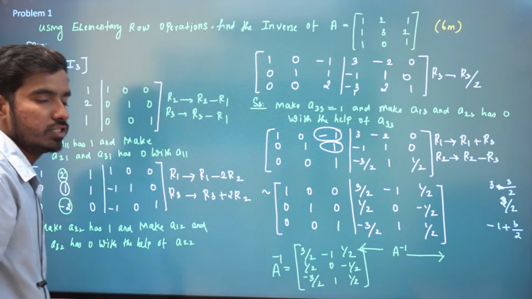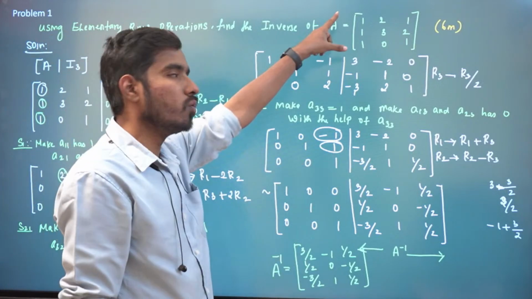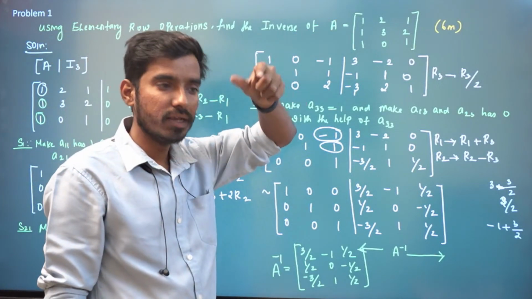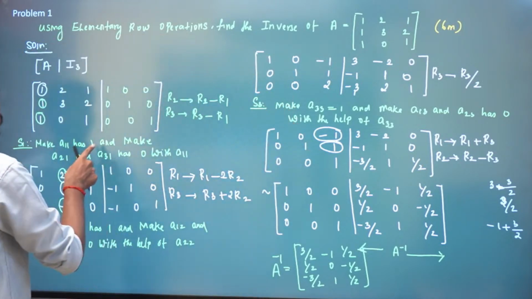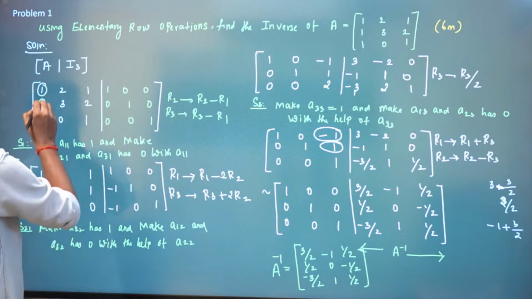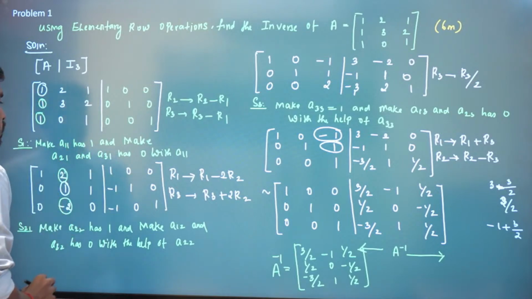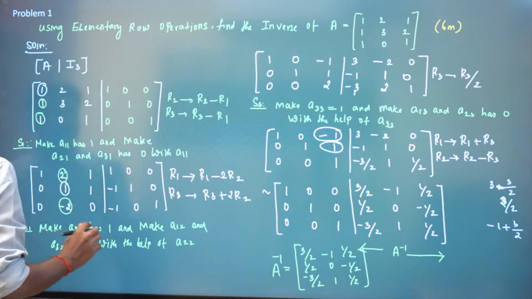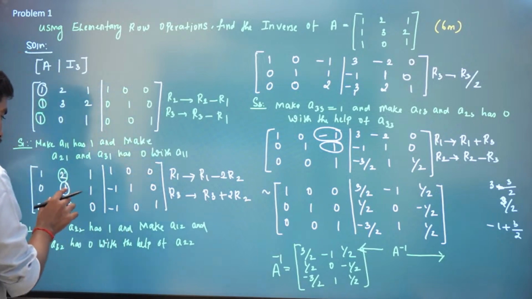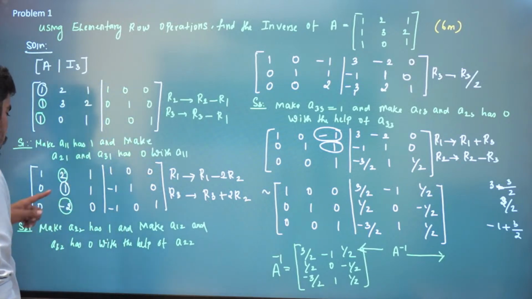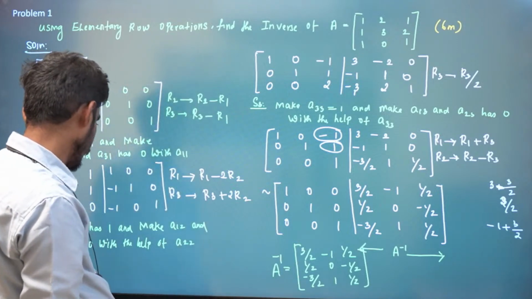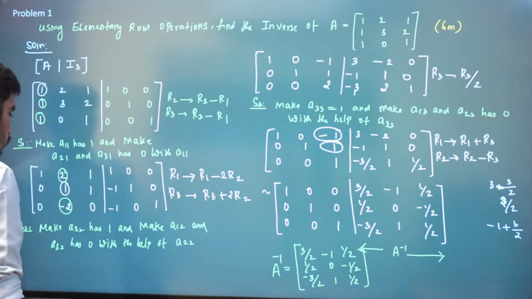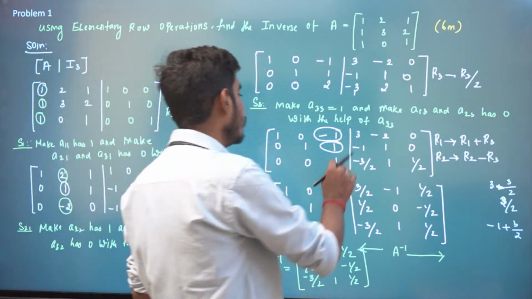So the procedure is clear, right? You have to make A11 as 1 and make the corresponding column entries 0. That is the first step. So make A11 as 1 and make A21 and A31 zero. And similarly, after this you make A22 as 1 and make A12 and A32 as 0 with the help of A22. After this, you have to make A33 as 1.